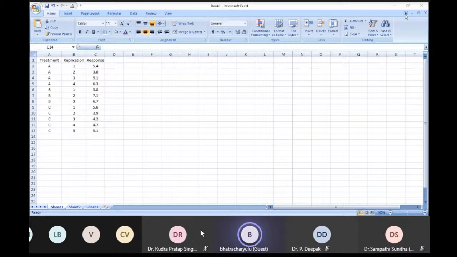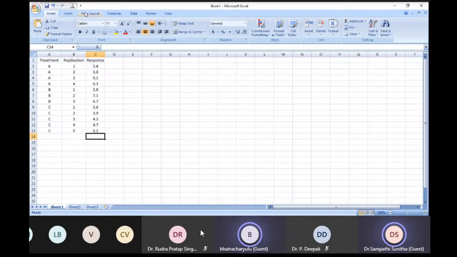Once the data is entered, you have to go to the Analyze button on the top. Under the Analyze button, you select Univariate. Under univariate, you select one-way classification. Automatically the data will be selected, and you will get the output. So it is very simple to use.